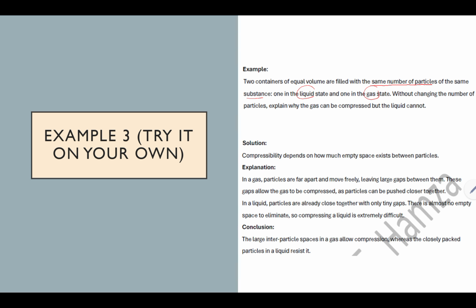Compressibility depends on how much empty space exists between the particles, so it's about the volume, not the mass. In a gas, particles are far apart and move freely, leaving large gaps between them, which allows them to be compressed and come closer together. In a liquid, particles are already very close with tiny gaps between them, so it's very hard to compress. So the large interparticle spaces in gas allow compression, while the closely packed particles in a liquid resist it.